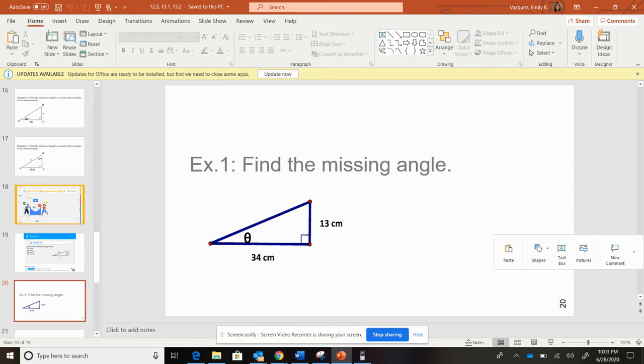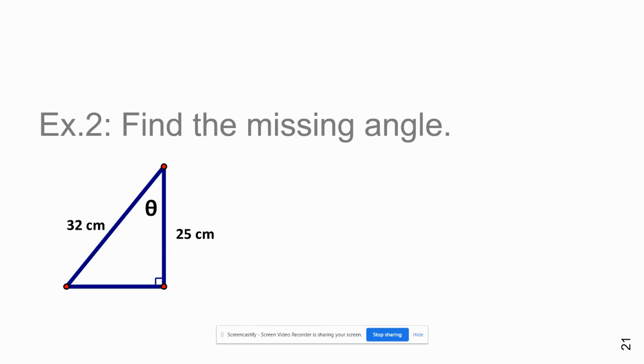All right, let's go ahead and see what we have next for this one. Okay, let's try another one. So for this one, again, I'm going to start with my same acronym, TOA. I'm given this angle, and I want to ask myself, what are these two legs in comparison to this angle?